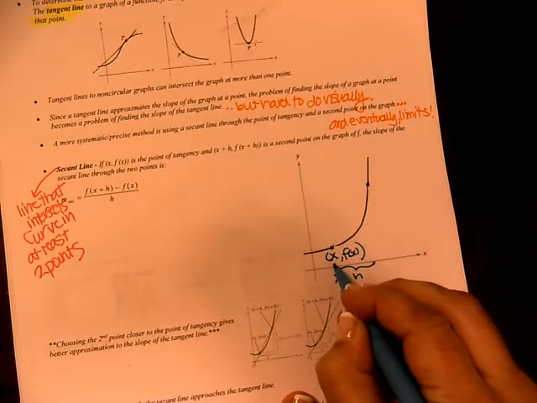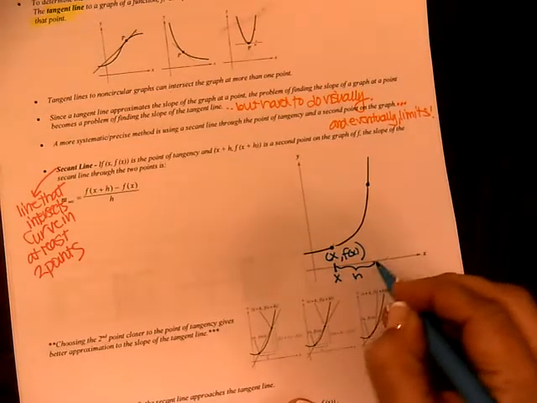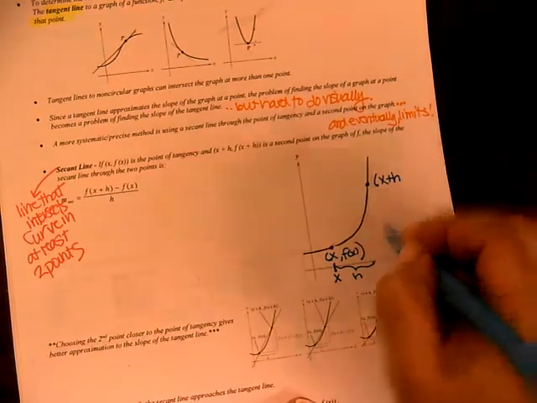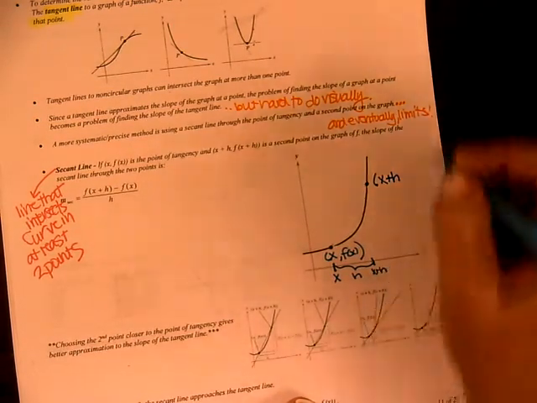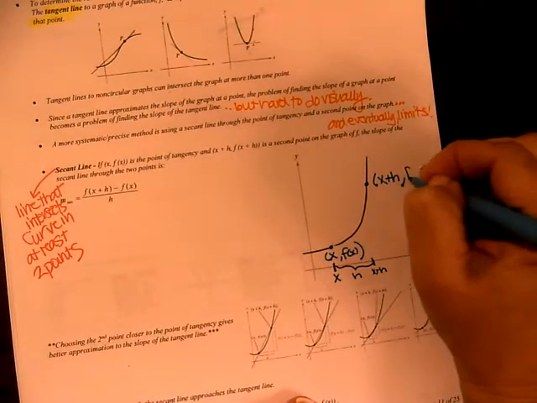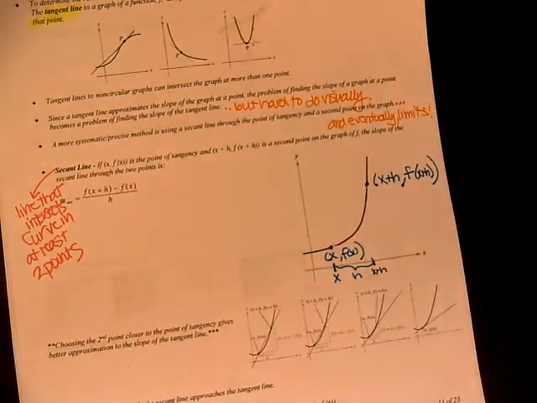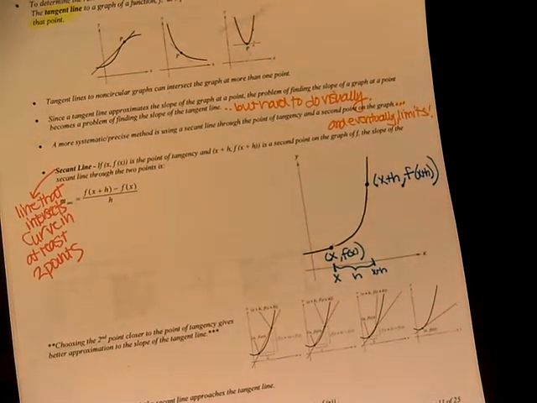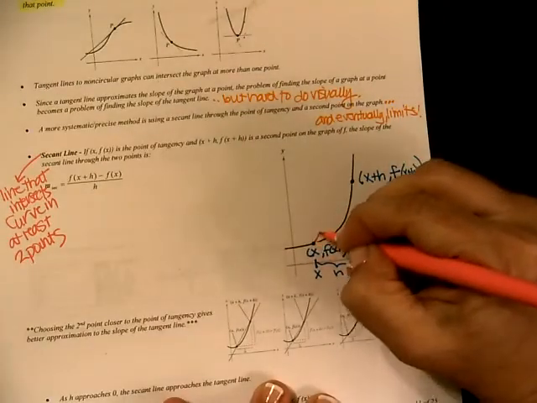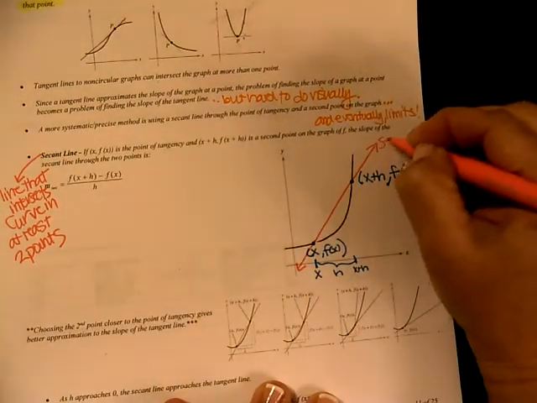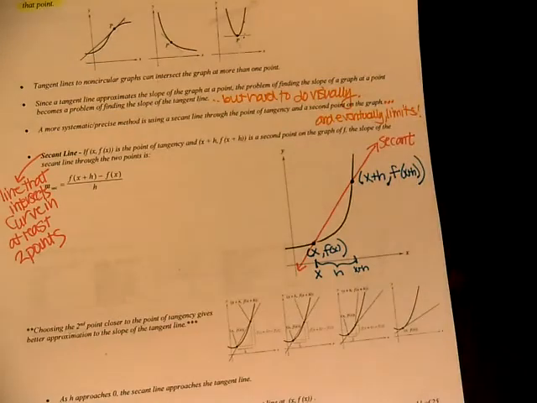So if this was when x is x, and we're moving h units over, then that means that this point has an x coordinate of x plus h. And then the value of the function, of course, we would put x plus h in as that input. And so the secant line would be the line that goes through those 2 points. That would be that secant line, okay?